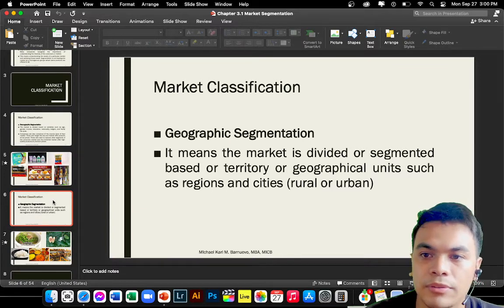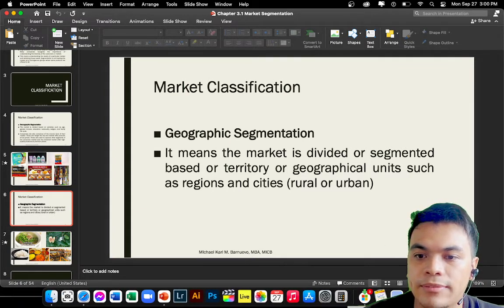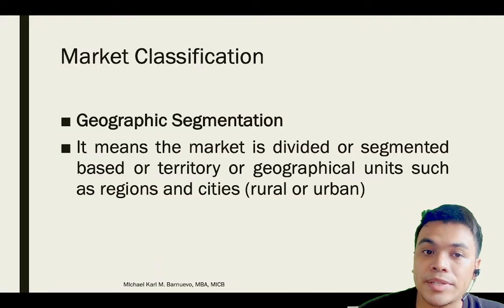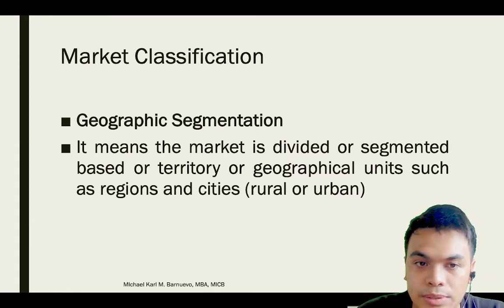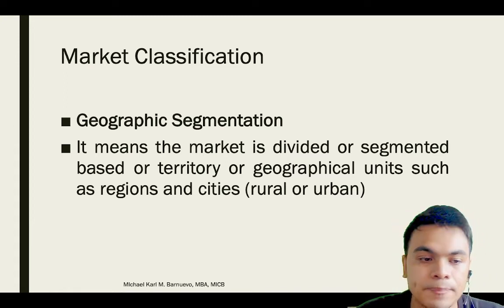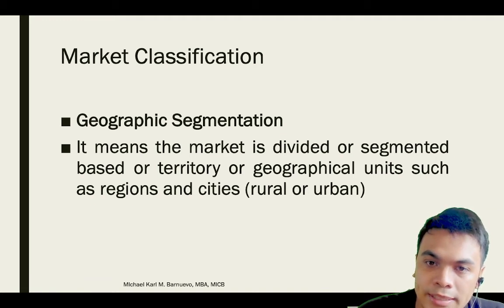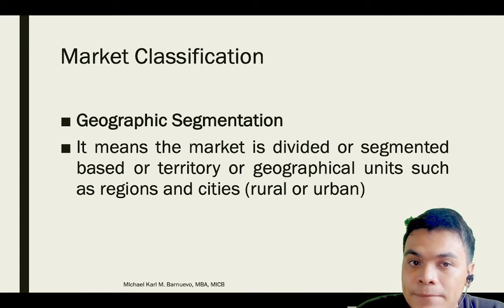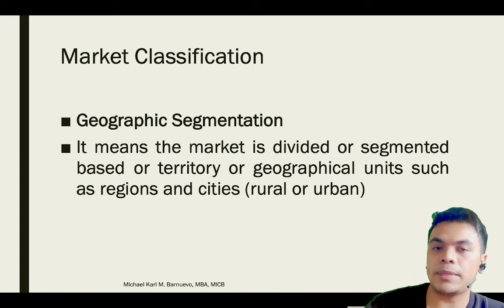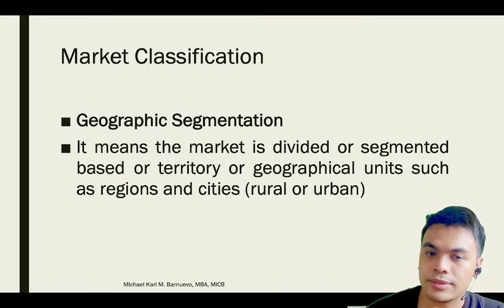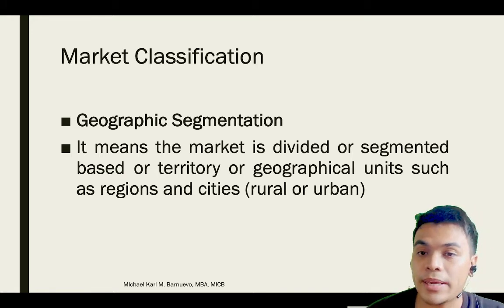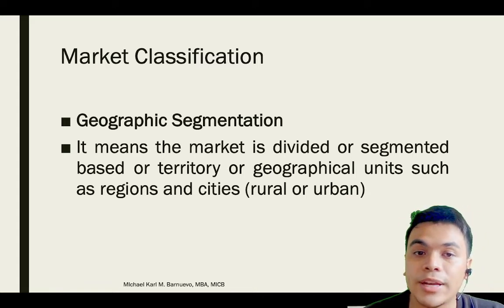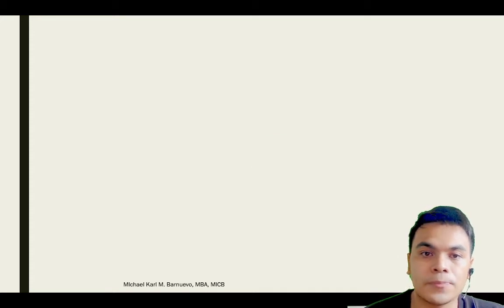Okay, the second type of market classification is the geographic. Here, the market is divided based on territory or geographical units, regions, or cities. In the Philippines, we have the Cordilleran region, Ilocos region. We can also consider Metro Manila. If we try to notice, people within these regions have different behaviors or different perceptions and responses when it comes to products.